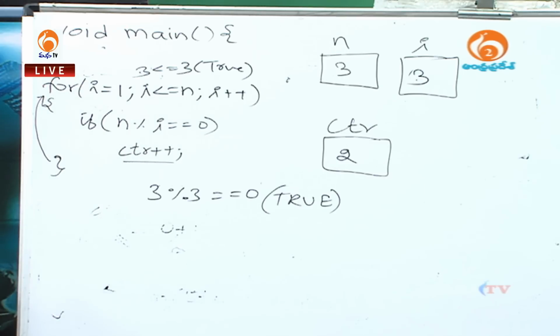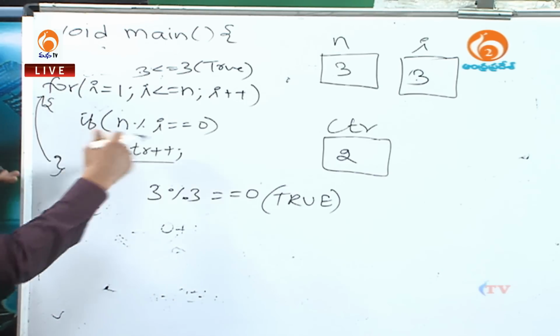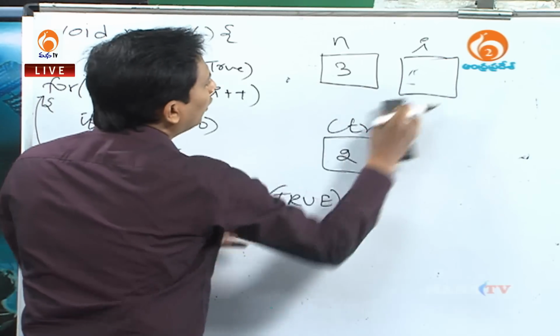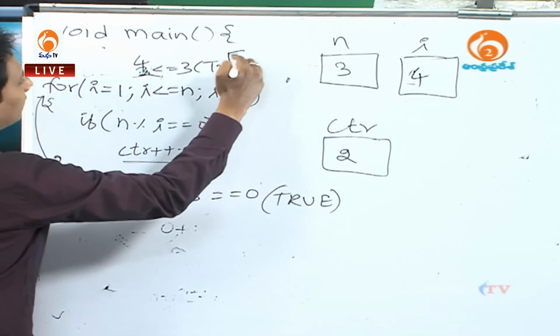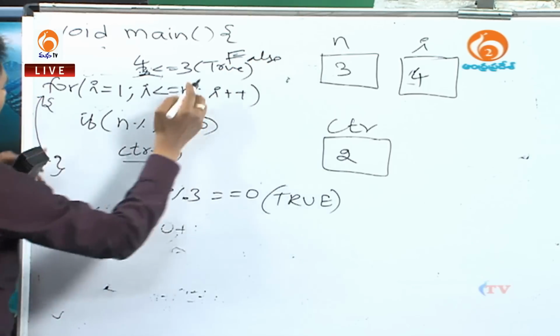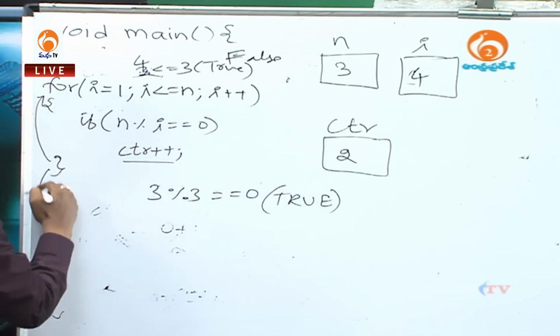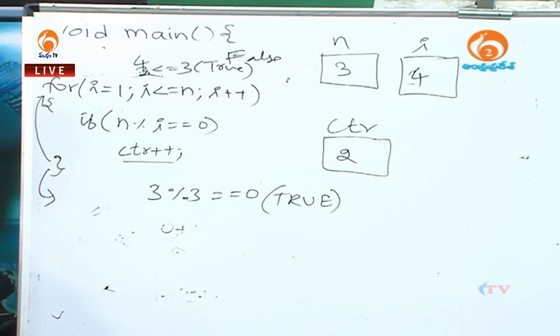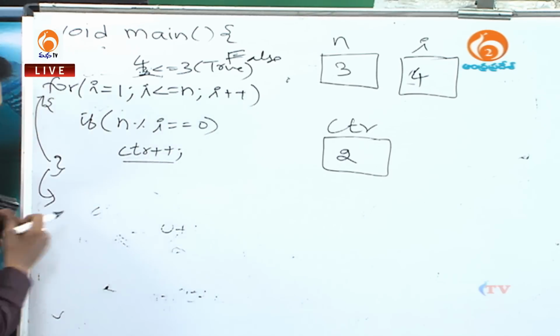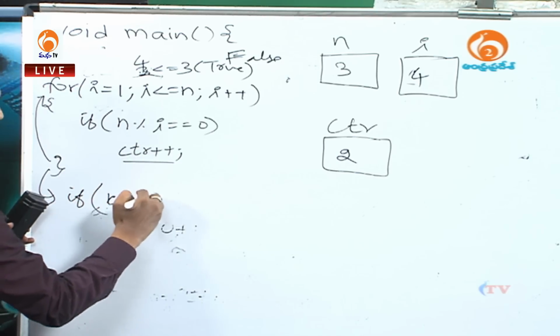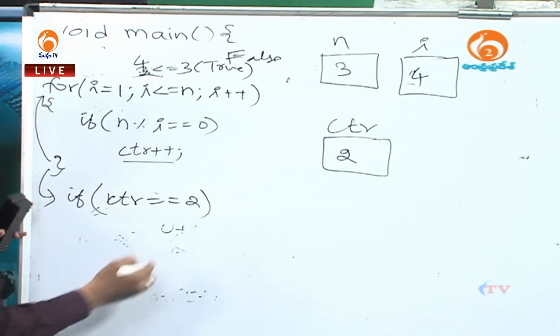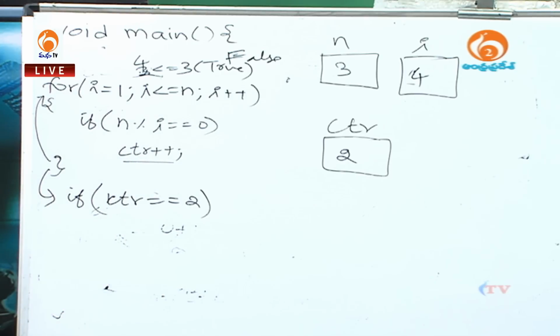Now the control comes out of the for loop, because in the next iteration i++, i becomes 4, and 4 less than or equal to 3 is false, so control comes out of the for loop. Outside the for loop we write an if condition: if counter == 2 times, then only it is a prime number.